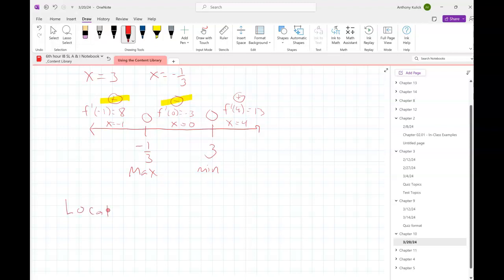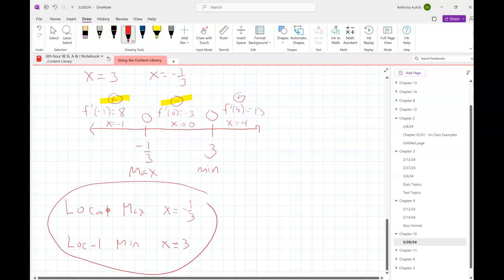So again, we have local max. Again, it's important that you put local there instead of just max or min. Have to be specific because we have two types. But that ought to do us. Everybody okay here?